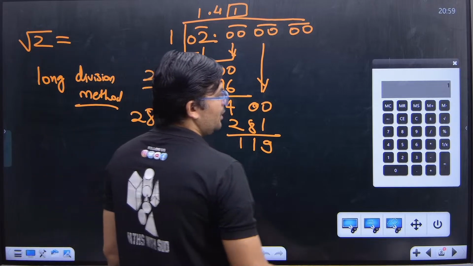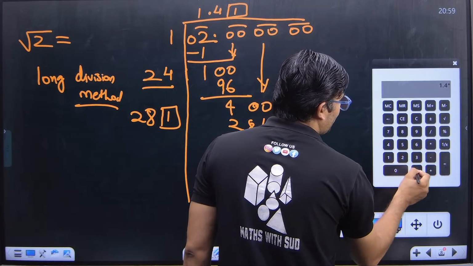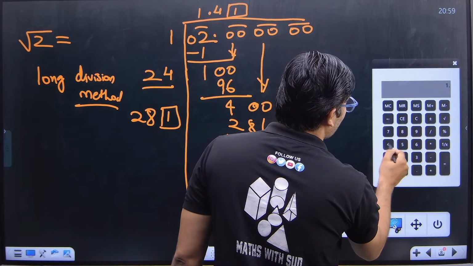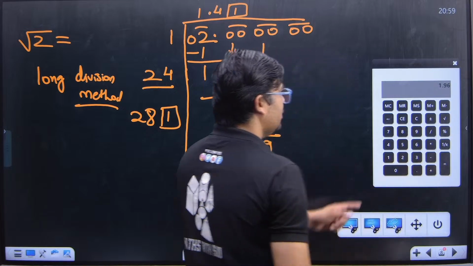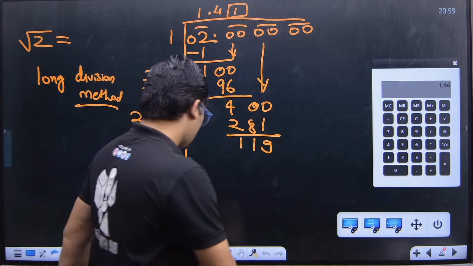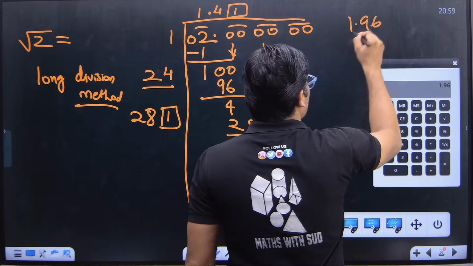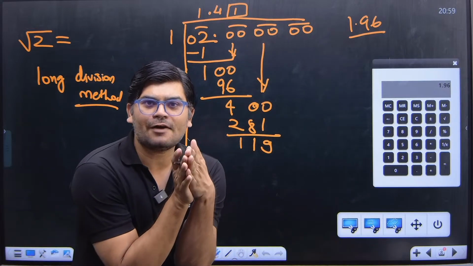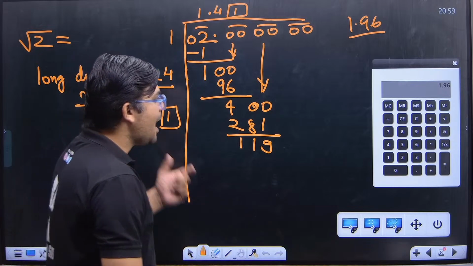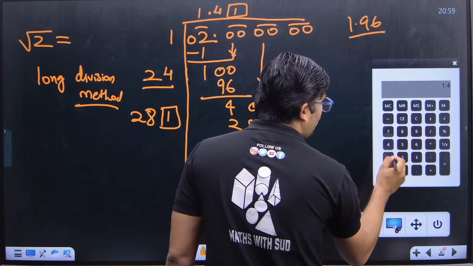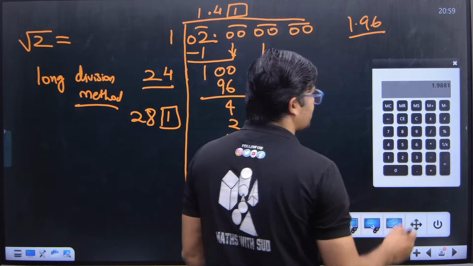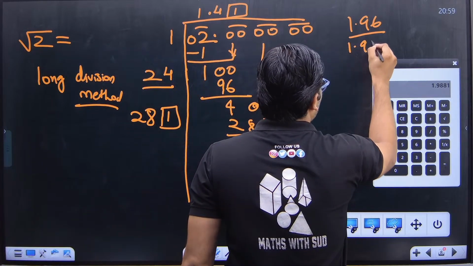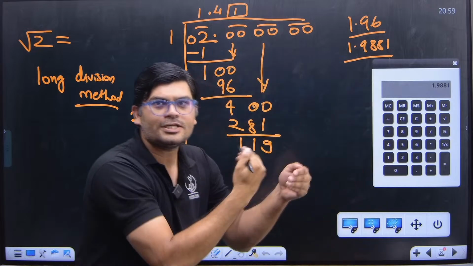See this now. Tell me what is 1.4 into 1.4? Can you see? 1.96. Is it closer to 2? Yeah. It is closer to 2. How much closer? 0.04. The only distance left is 0.04. Now I am saying that 1.41 into 1.41 is how much? Tell me how much is this? 1.9881. Are you getting more closer to 2?